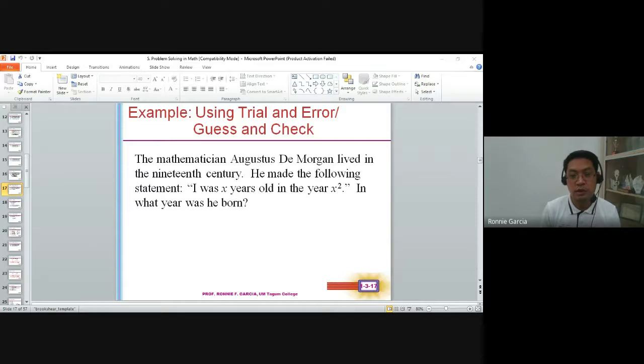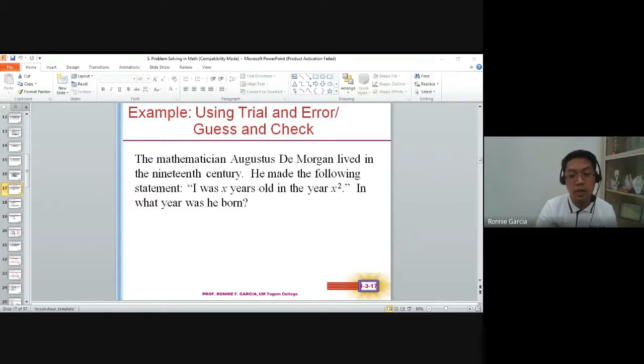Because now we have 2021, we are already in the 21st century. So the 19th century is from 1801 to 1900. It ended in 1900, and it started in 1801, because a century is 100 years. So he lived between the years 1801 and 1900.